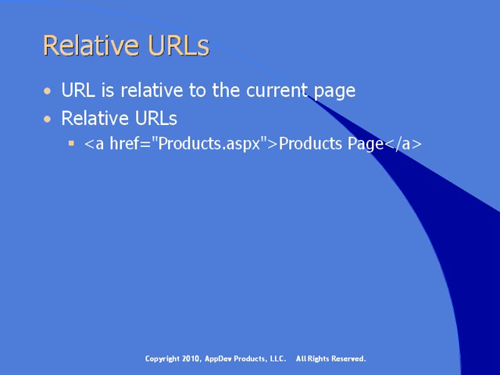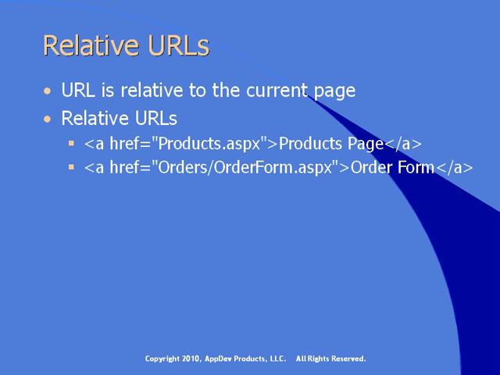So here's how you can link to that order form. You can now use a relative URL that includes the path and the file name. Notice that the orders subdirectory does not have a slash in front of it. That means that it is relative to the current page. So it's in a subdirectory called orders, which is a subdirectory of the current directory where the default.aspx page is located. And in that subdirectory, the server should be able to find a form called orderform.aspx.